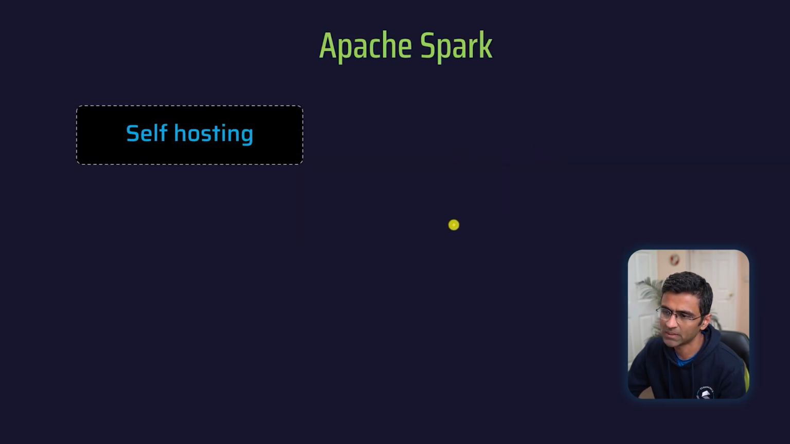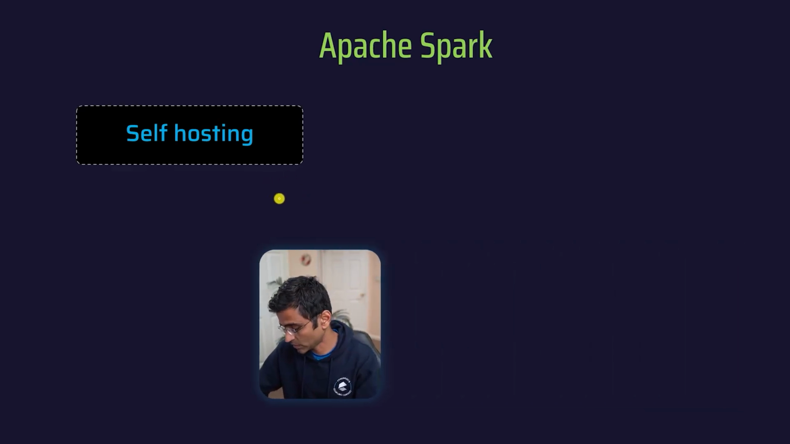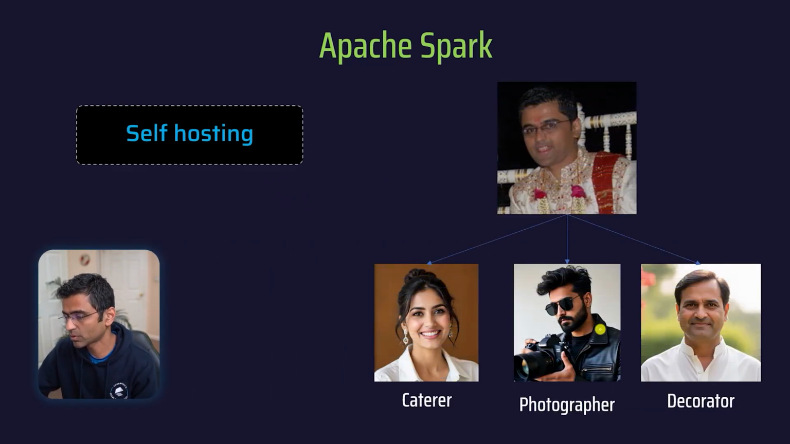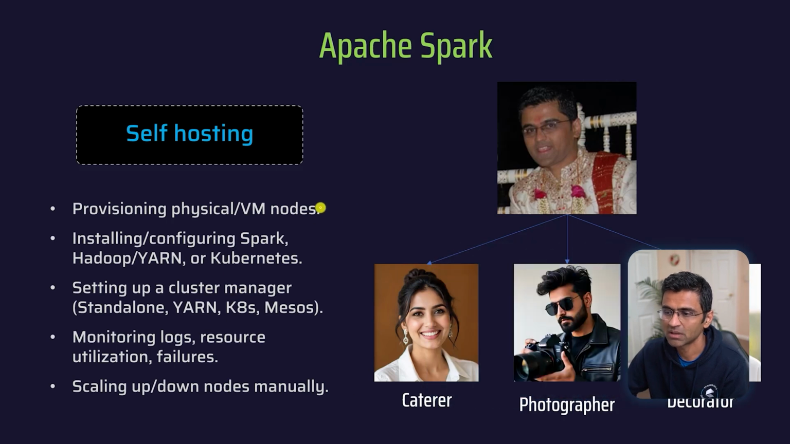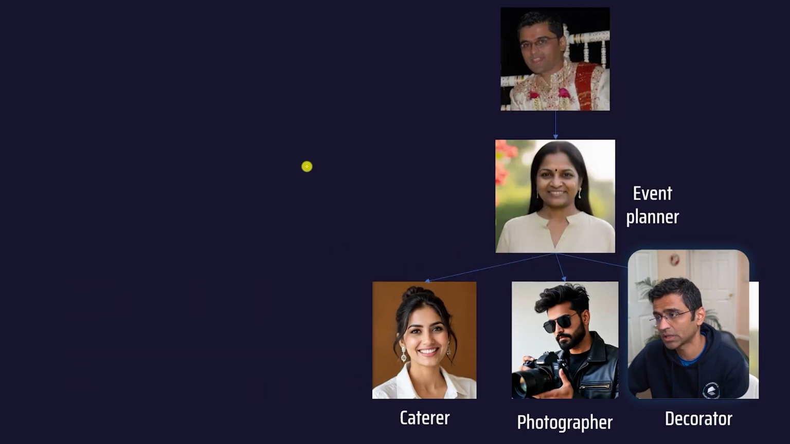So what is Databricks then? See, if you want to run Apache Spark, you have 2 options. One is self-hosting. So you basically go to the Spark website, you download the Docker image, or you download the zip file, and you set things up on your computer. Okay, so this is like me talking to the caterer, photographer, and decorator individually, and if the decorator says, okay, I need this much stuff, I will go and get it from the market. So I'm also involved in this management. And this management means when you're doing self-hosting, you have to provision physical and VM nodes. You are installing and configuring Spark, Hadoop, YARN, etc.